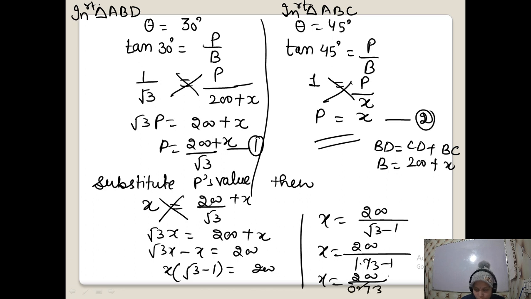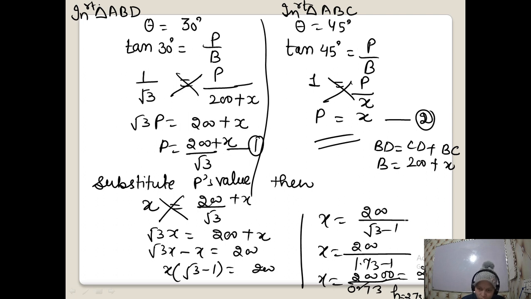You can remove this point by writing two zeros in the numerator. Then you have to find 20,000 over 73. When we divide this, we find that h is equal to 273 meters.